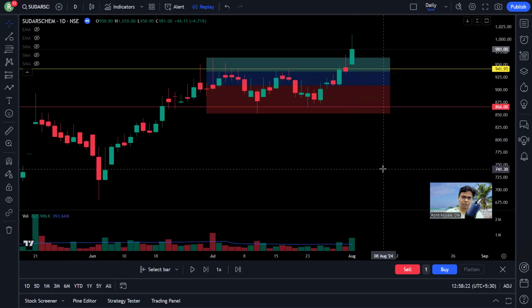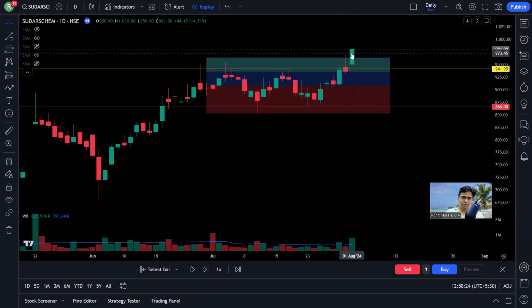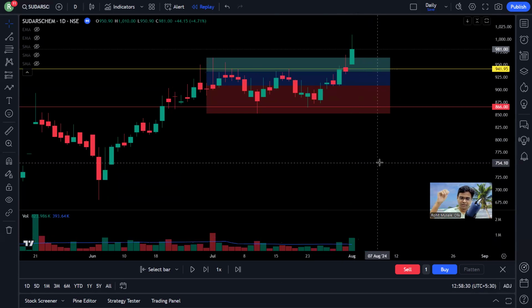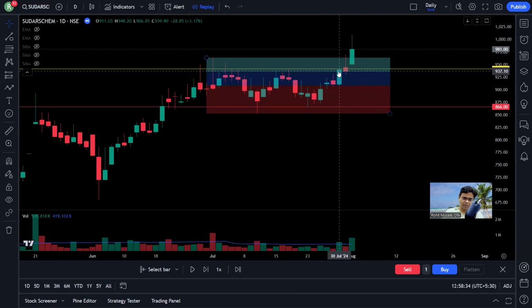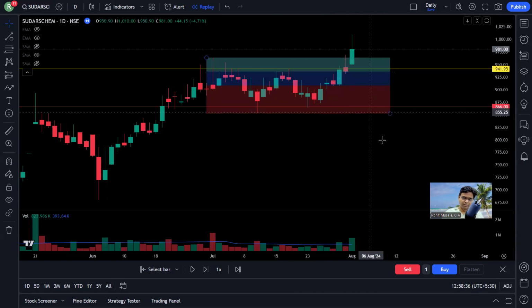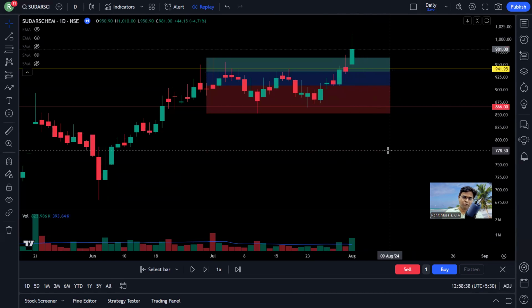Now it shoots up. Now it comes out of the base. This is 4.71% in a single day, and that too on high volume. I said fantastic, this is great, because this is what I was looking for on the breakout day. Since I had the patience to wait, I am making good money here. I still hold on to the shares.